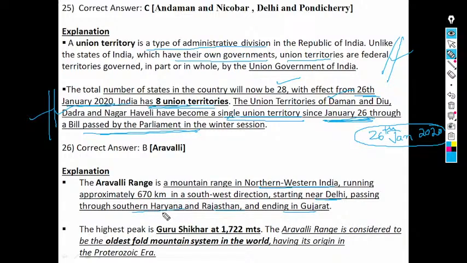The Aravalli range is approximately 670 km, starting from Delhi, passing through southern Haryana, Rajasthan, and ending in Gujarat. It runs in the southwest direction, passing through southern Haryana.